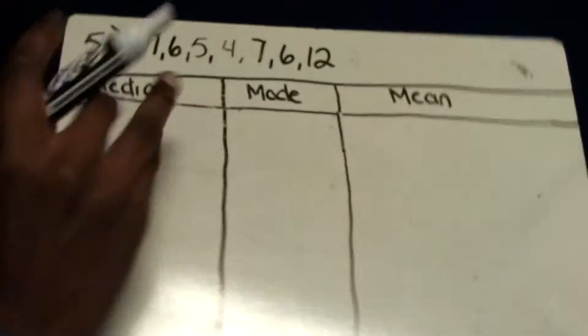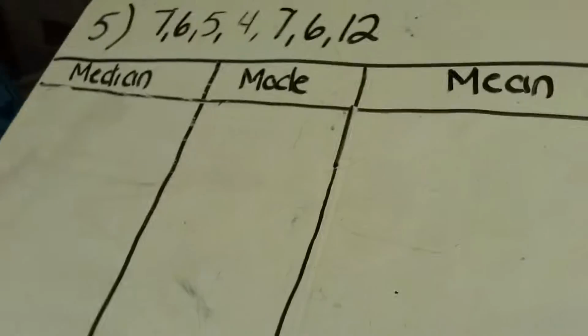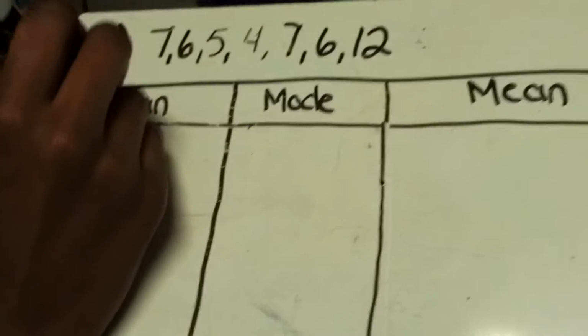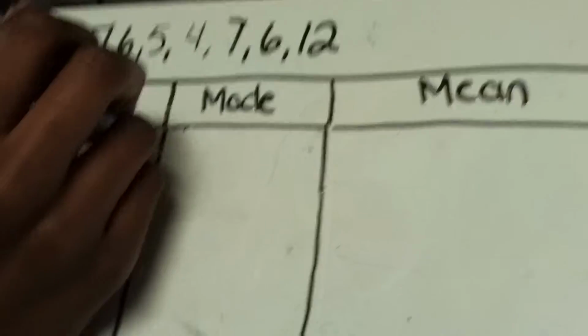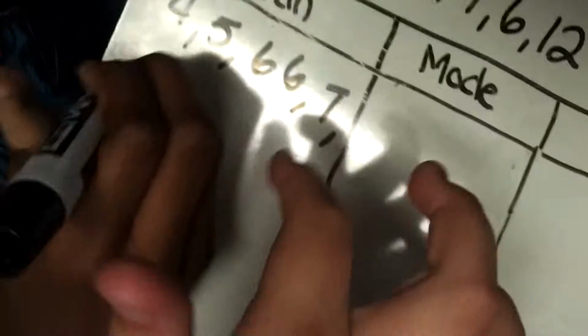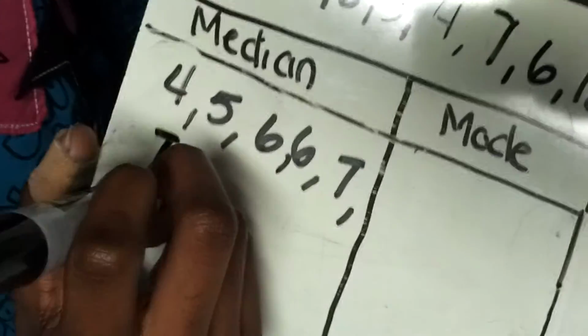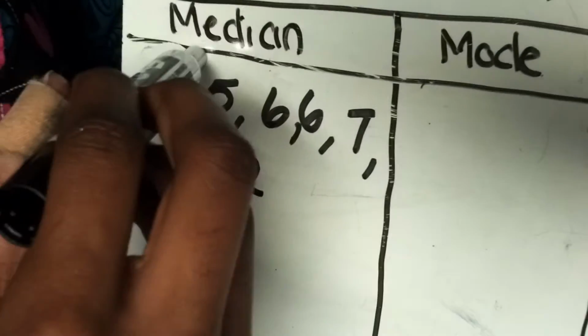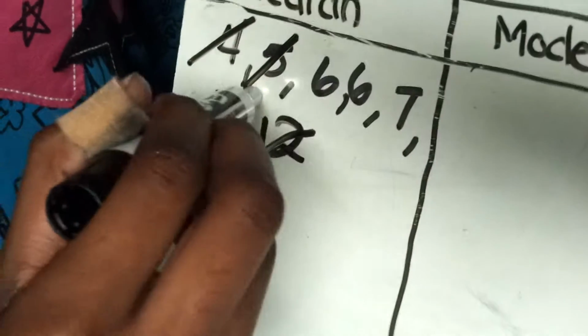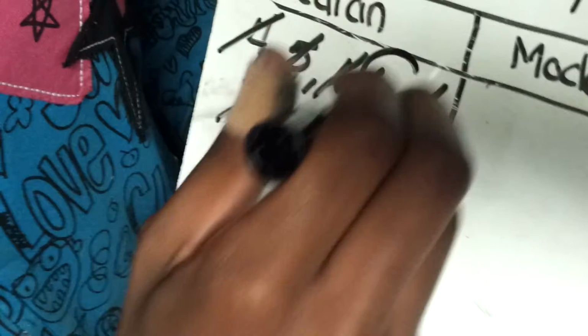Okay, Mahogany, let's go. We're going to do the median first. So what we're going to do is put them in numerical order: 4, 5, 6, 6, 7, 7, and then 12. Could you put a comma right there? Because it looks like 66. And we're going to cross off 4, then 12, then 5, then 7, then 6, then 7. And your answer is 6.